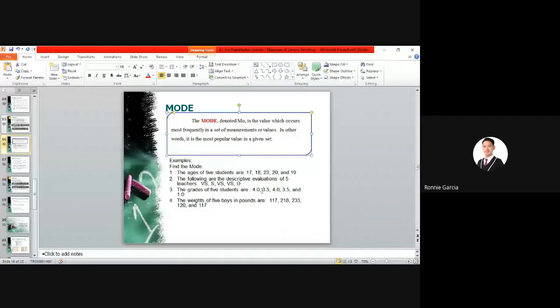So I would like to read the definition of the mode. The mode is the value which occurs most often in the set of measures or values. So actually walay multiplication nga mahitabo dire. Kahit imuha lang man tan-awon, dito ang most frequent or nagbalik-balik. So kung kisa itong nagbalik-balik, mo to siya ang popular nga value, then mo to siya ang ihatag nga mode.